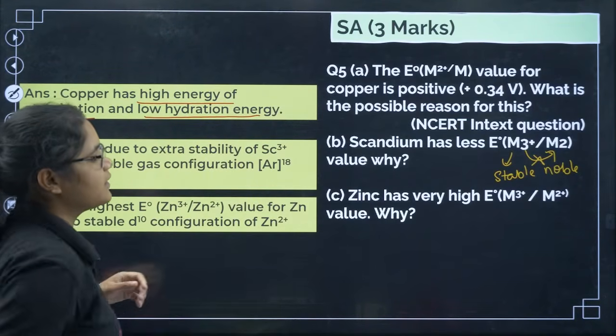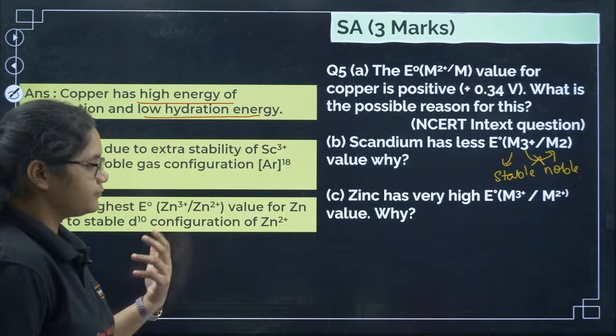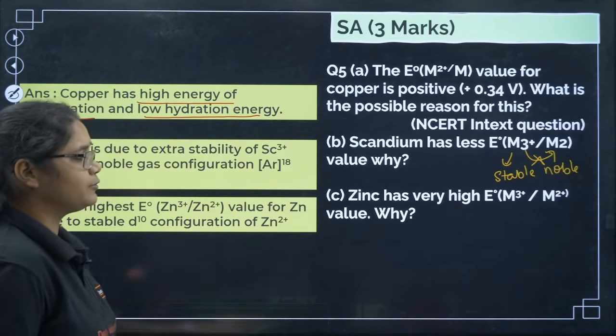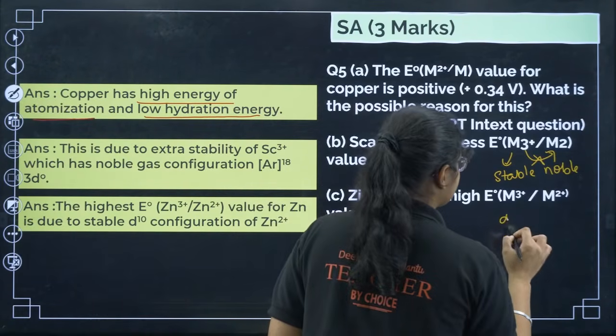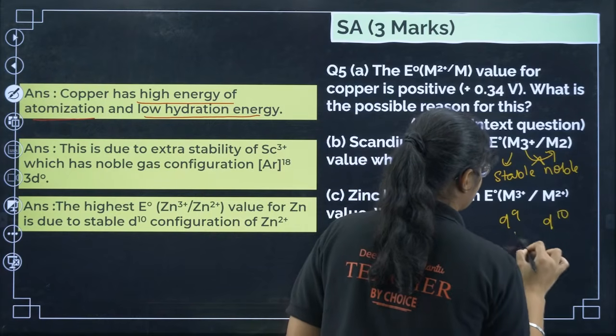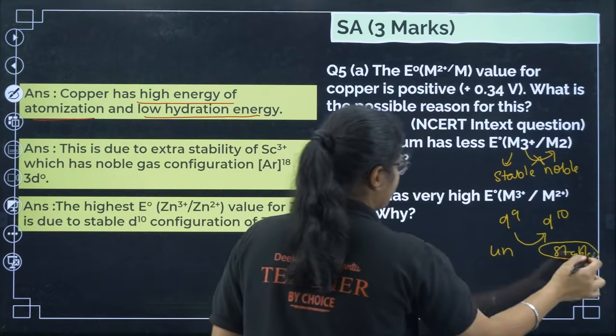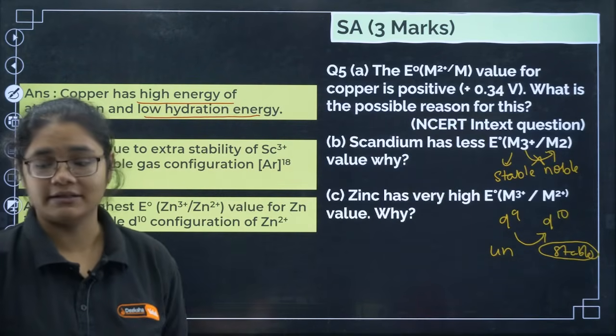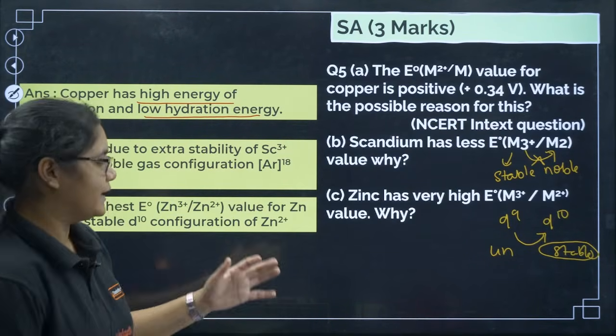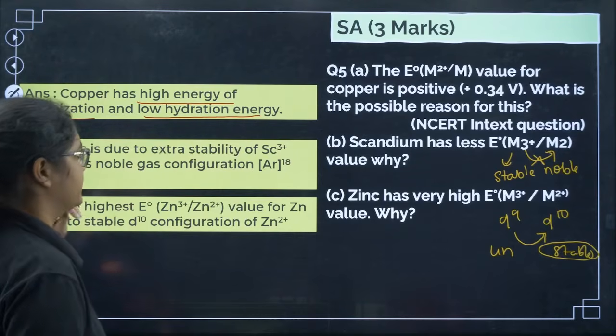Next, zinc has a higher value of M +3 to M +2. Again, Zn +3 is d9 configuration, and this is d10 configuration. So we are going from an unstable to a stable species, right? If we are going from unstable to stable, the reduction will take place easily, and that is why the value is very high here.